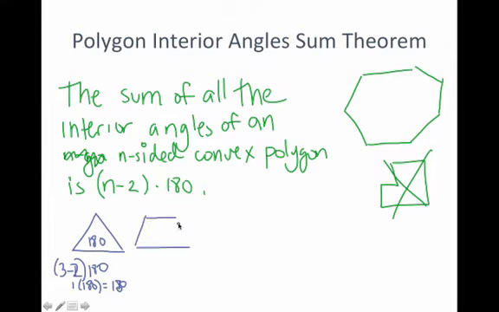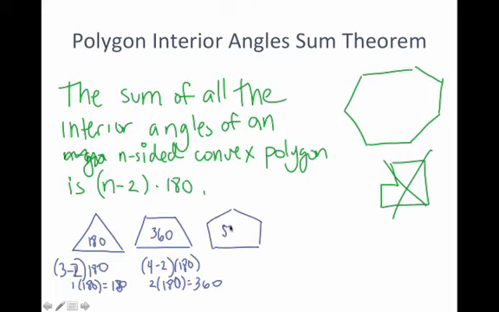Then I had a quadrilateral. I said all the angles in a quadrilateral add up to be 360. Well, a quadrilateral has 4 sides. 4 minus 2 times 180 is 2 times 180, which is 360. So do you see how that works? Even if we go to a pentagon, I said all the angles in a pentagon add up to be 540. So we have 5 minus 2 times 180 is 3 times 180, and that's 540.